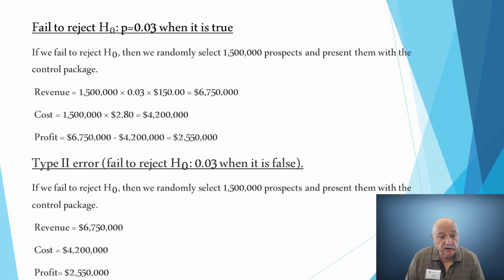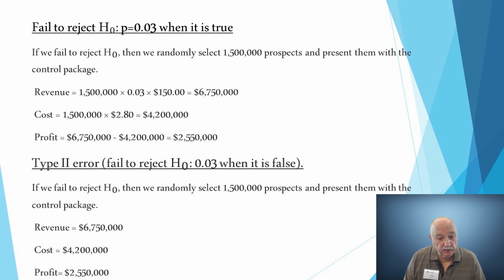All right, what's our revenue here? Well, 1.5 million names, 3% pull, $150 revenue per item sold or combination of items sold. There's that $6,750,000 once again. However, the cost, because we've used the control package, the cost is reduced. It's 1.5 million times $2.80 per piece, and therefore the cost is $4,200,000, leaving you with a profit of $2,550,000.